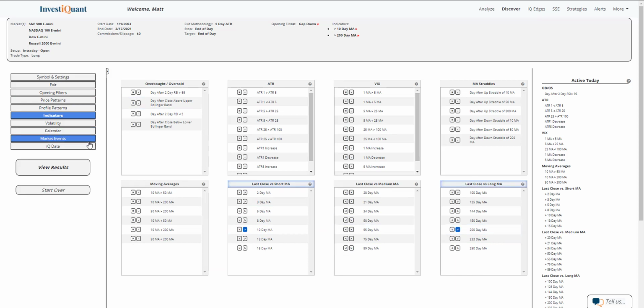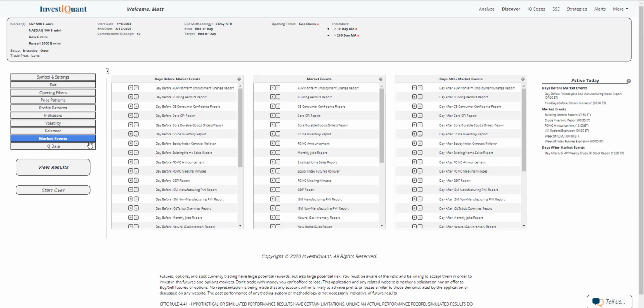And then I'm going to go into the market events section, and I'm going to say that today is the FOMC announcement. I'm going to grab that from the active today section. Right here in the middle of the market events, we've got several things happening, but I'm going to click FOMC announcement. I think that's the most important thing that's taken place. So I'm going to click on that. You can see it came from our market events category right here. It is added to the test, and now I can hit view results.